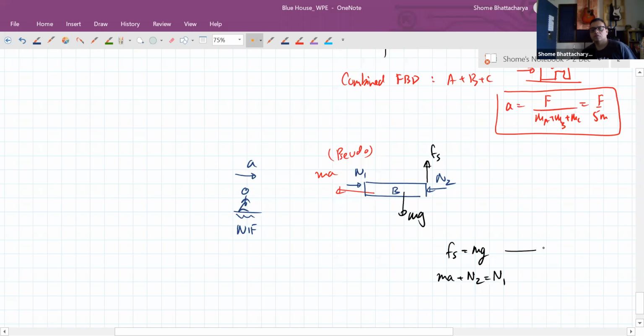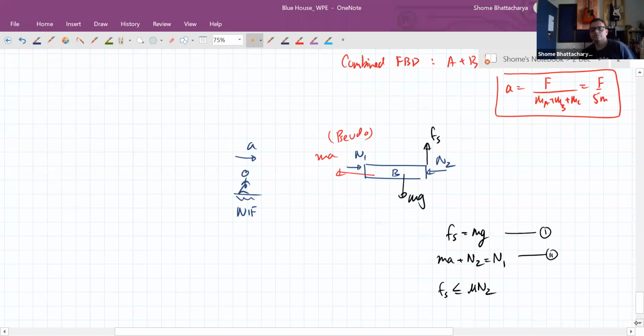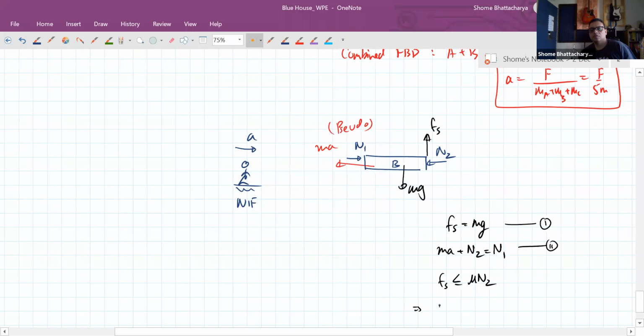Okay. And the limiting condition is that static friction cannot exceed mu N2. So mg should be less than equal to mu into N1 minus ma. So this is the equation we have to solve now. Okay. Now we have to eliminate N1 here. So how we'll eliminate N1?